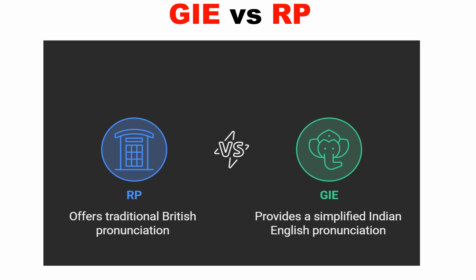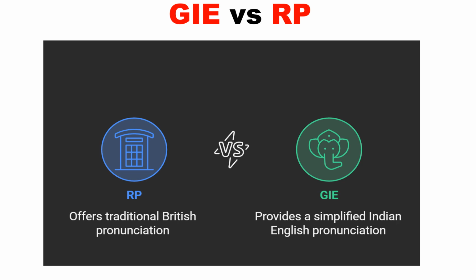In this video lesson, we are going to learn GIE versus RP, General Indian English versus Received Pronunciation. Received Pronunciation is a standard speech used in London, and it's an accent of British English. In this lesson, we are going to learn the differences between General Indian English and Received Pronunciation, which is also sometimes referred to as Queen's English or BBC English.